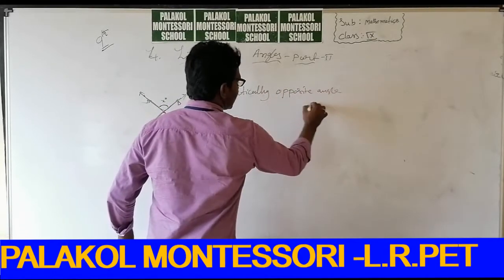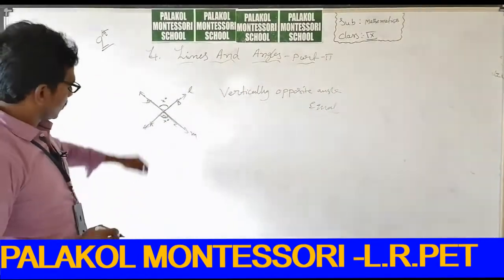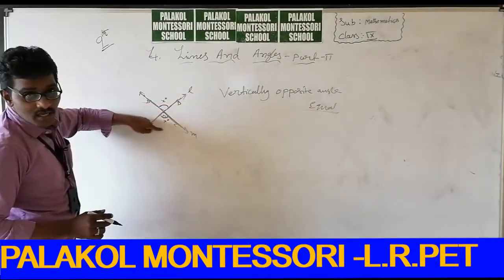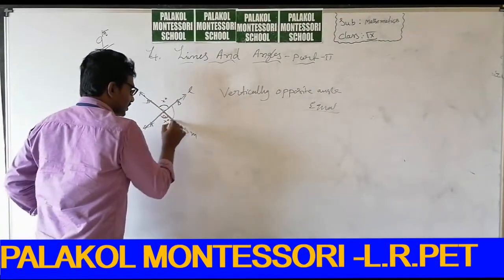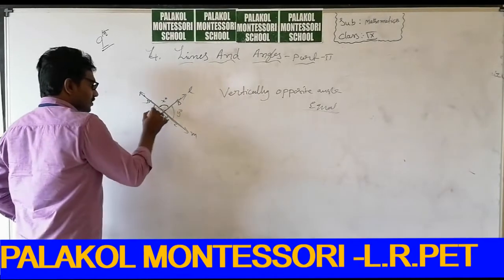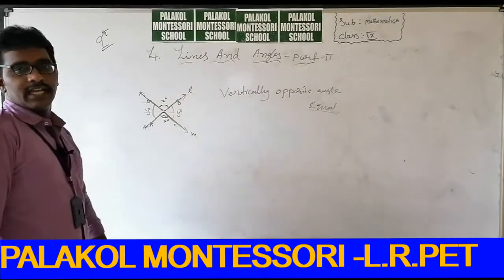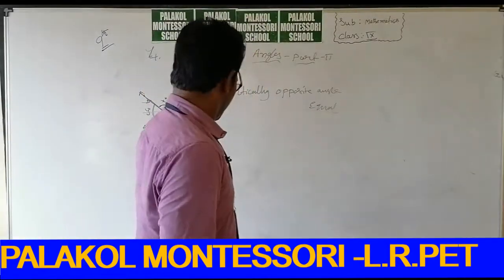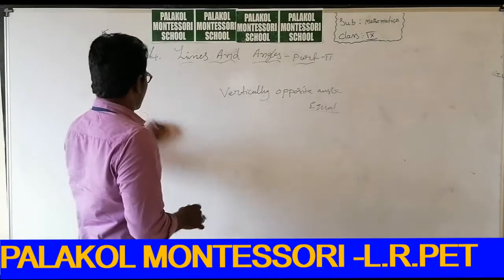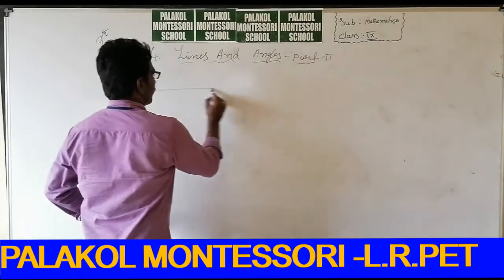So vertically opposite angles are equal. This is y degrees, this is also y degrees, and this is x degrees, this is also x degrees. Come to this side, this is y degrees, this one is also y degrees. These are also called vertical angles, vertically opposite angles. Vertically opposite angles are equal. So this one is finished. Next one, very important point, guys.